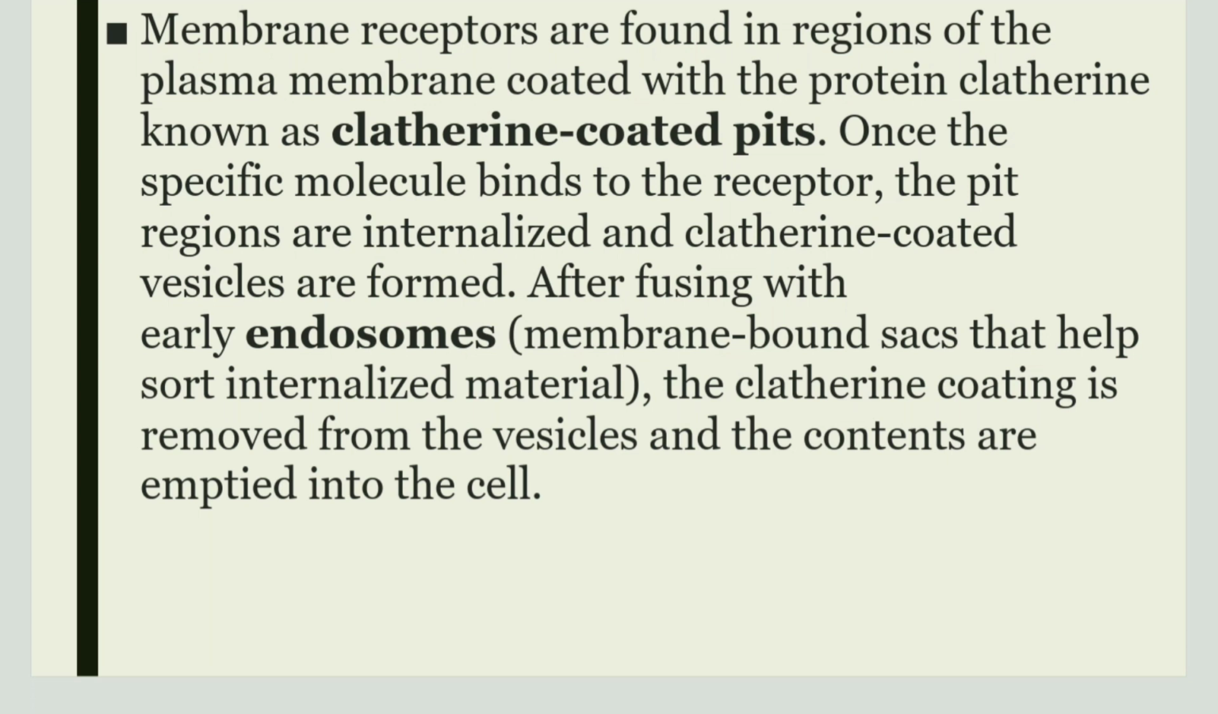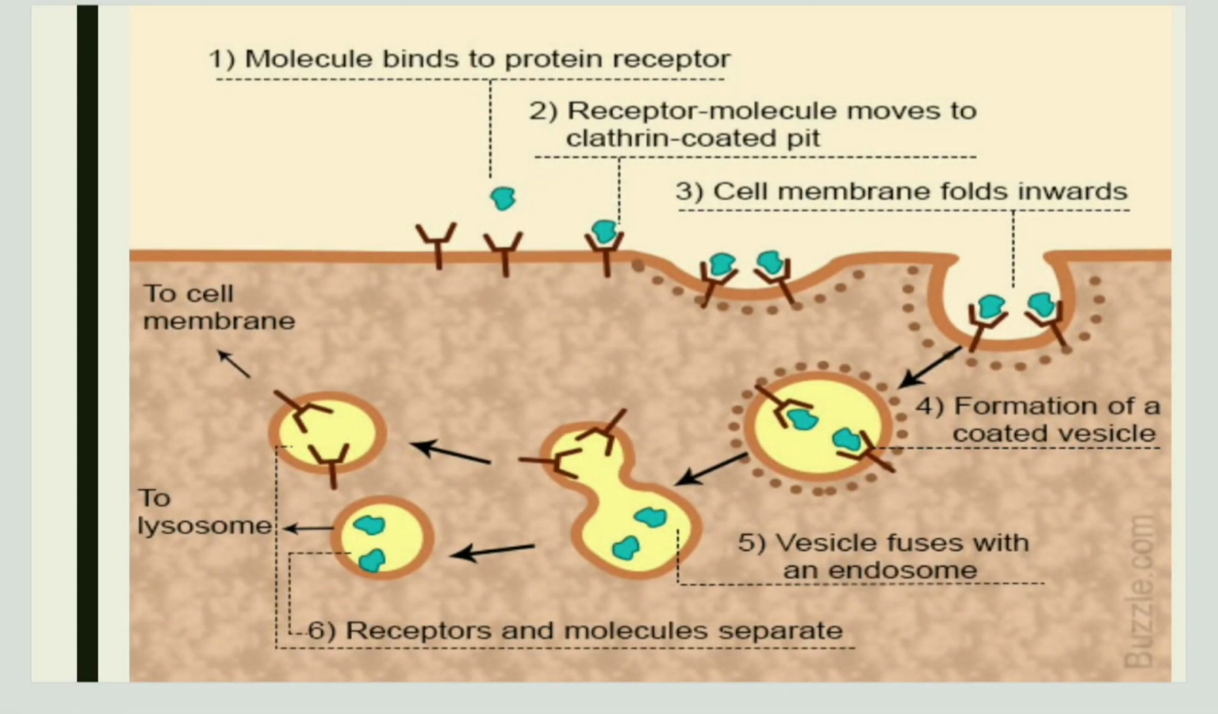Once these molecules bind with the receptors, a vesicle forms, which is a clathrin coated vesicle. After fusing with the endosomes, the clathrin coating is removed from the vesicles, and the contents are emptied into the cell. This diagram would help you understand the steps in receptor mediated endocytosis.